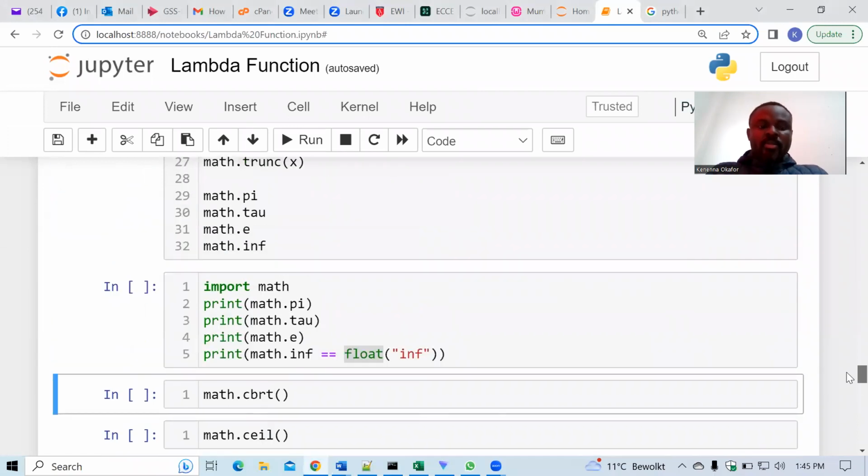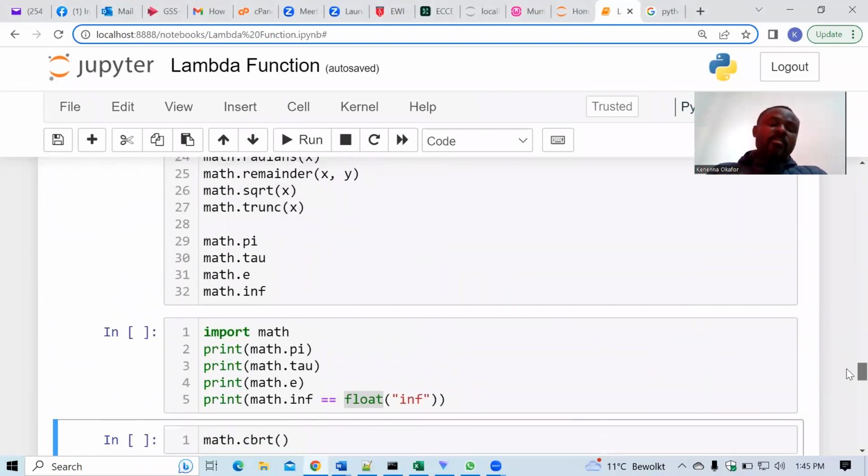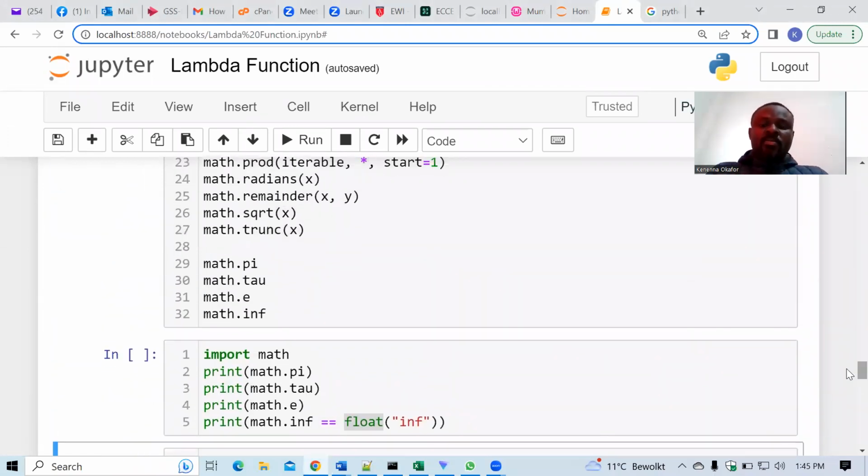So you see, it makes your coding much easier, right? So guys, let's just get right into it. I'll share my screen and we'll see, beginning with constants in the math module.